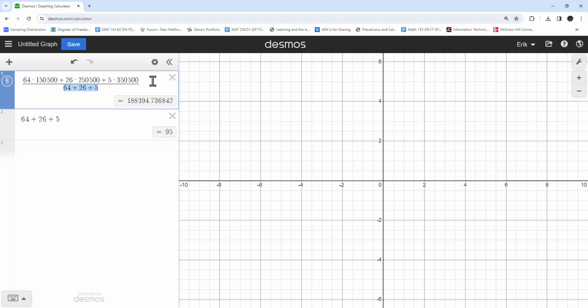So the mean selling price for those homes in his neighborhood was $188,394.74. Not bad.